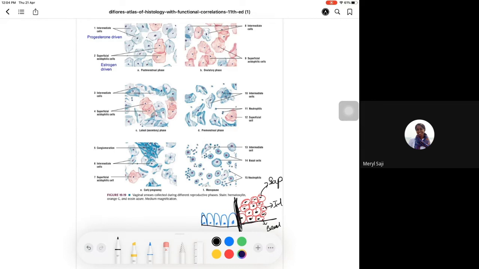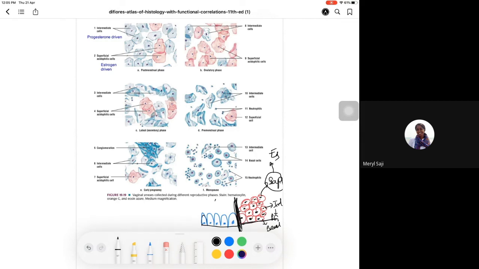So, there are three types of epithelial cells in a cervical smear or pap smear: superficial cells, intermediate cells, and basal cells. And superficial cells are under the influence of estrogen, and intermediate cells are under the influence of progesterone. What happens here? Here they are showing vaginal smears collected during different reproductive phases. A is post-menstrual phase, sir. Okay. And there are intermediate cells which are progesterone driven and superficial acidophilic cells which are estrogen driven.